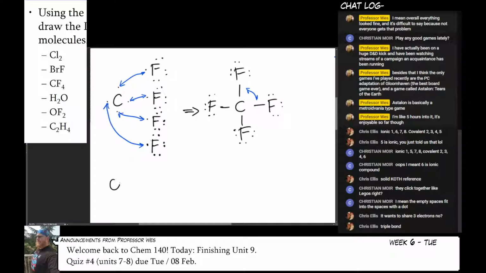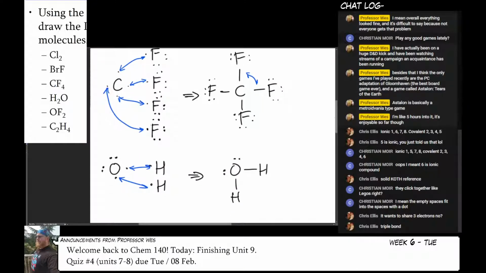All right, we got H2O, so here's my oxygen. And I got 2 hydrogens. And we'll do the same thing. We'll make these share and these share. And then we'll tidy up. And there's what water looks like. Water is a very angular molecule.